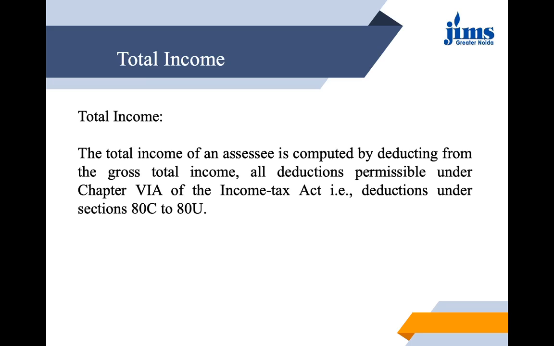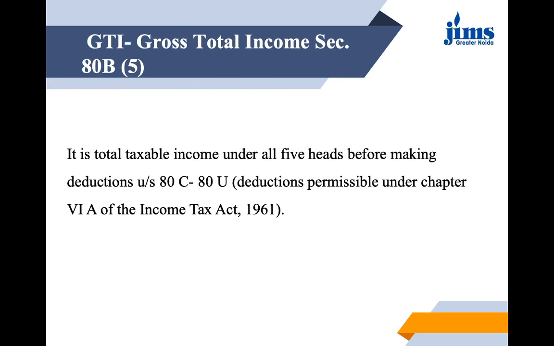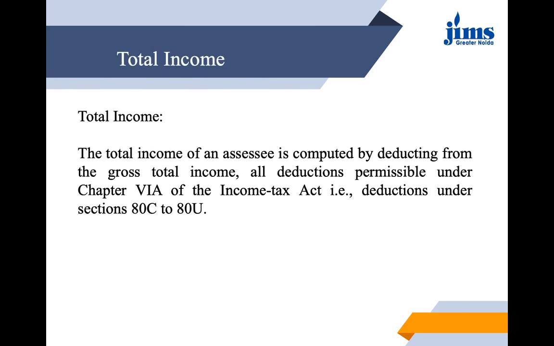But here the types of deduction under 80C to 80U are not the point to emphasize, that we will be studying later. At this moment, the point to understand is the difference between total income and gross total income. See, it is very clear. Before making the deductions under section 80C to 80U, that is GTI. And when you deduct these deductions which are permissible under chapter 6A, you obtain total income. Before subtracting the deductions, it is GTI. The time you subtract these deductions from the amount of your GTI, you are able to obtain the total income. I hope it is very clear.